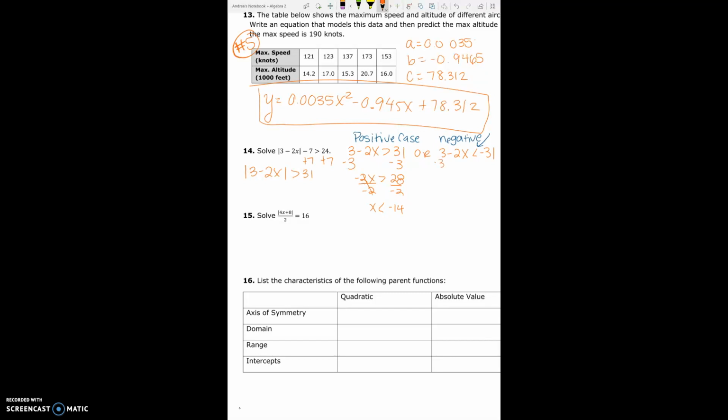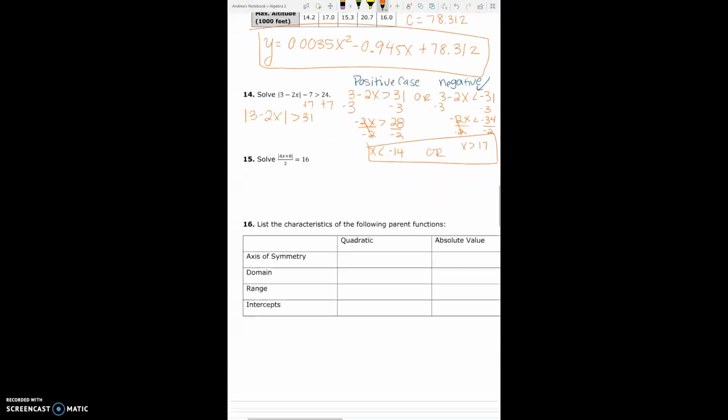Over here, I'm going to subtract 3 from both sides. So negative 2x is less than negative 34. Divide by negative 2. And of course, if I divide by a negative, I just told you, switch that sign. So this is going to be 17. So x is less than negative 14, or x is greater than 17.